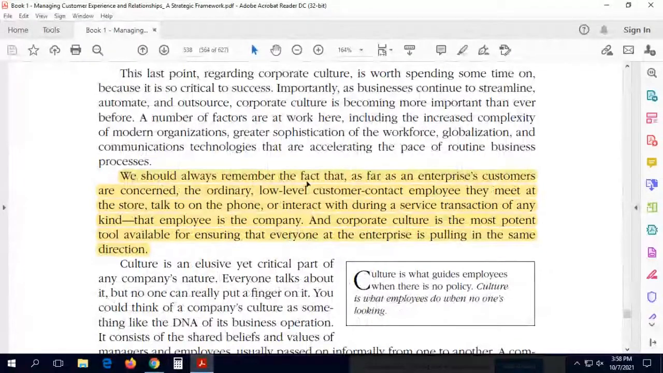So we should always remember the fact that as far as enterprise customers are concerned, the ordinary low-level customer contact employee they meet at the store, talk to on the phone, or interact with during a service transaction of any kind, that employee is the company. Yeah? So whoever you interact with at UV and they don't give you proper service, then you are not going to say that that person is not good at service. You will say UV is not good.